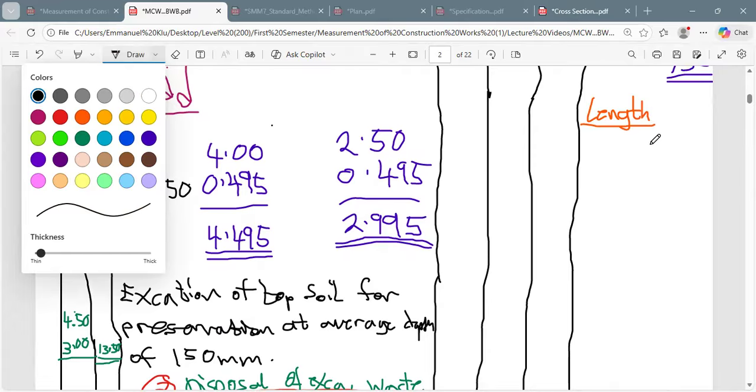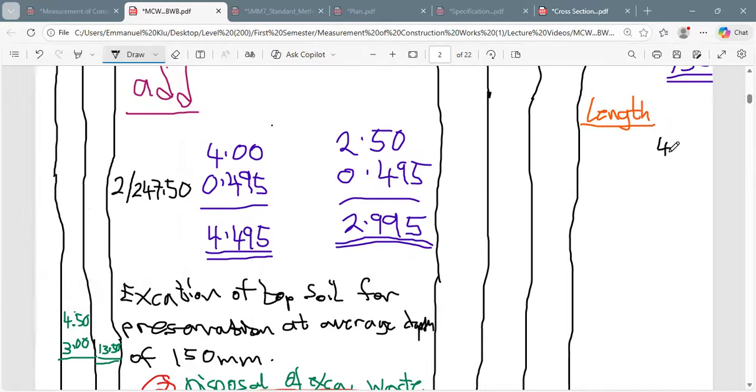So the length now, first of all, we know that we had 4.00, and we also have... Because the reason why we are calculating length, we already know the depth. Now we are calculating the length is that excavation. You know that excavation is measured in what? Length times breadth times what? Depth. So after we know the depth, we have to also know the length. Then for the breadth, we already know it. This is the breadth over here, 750.